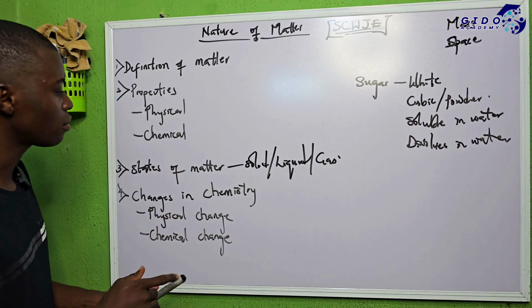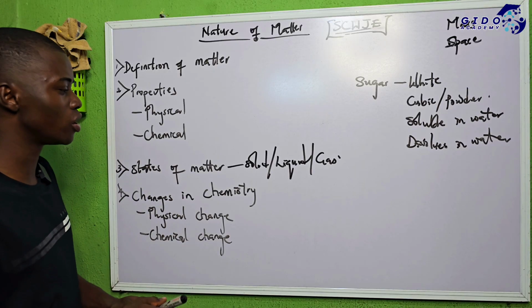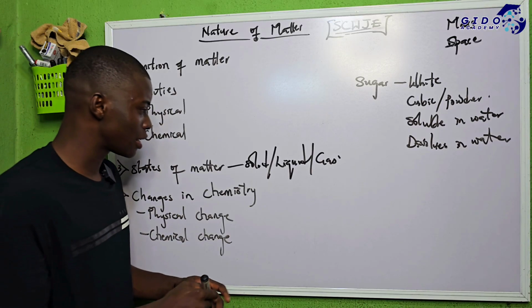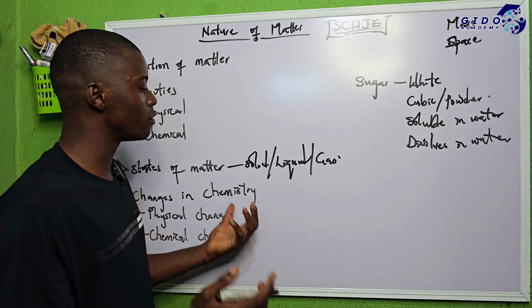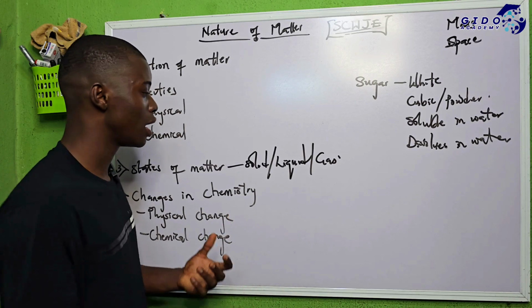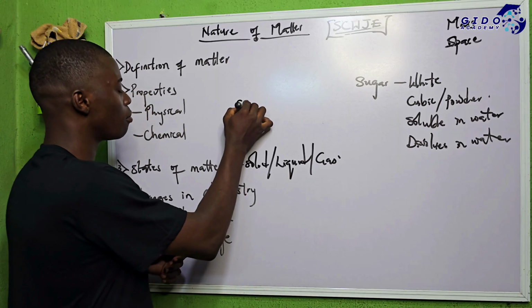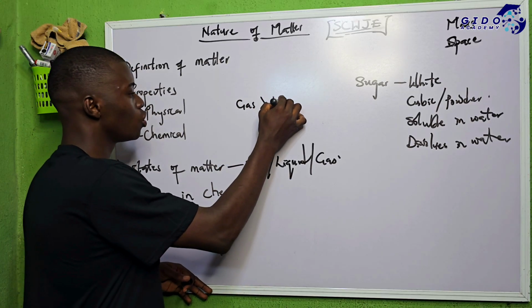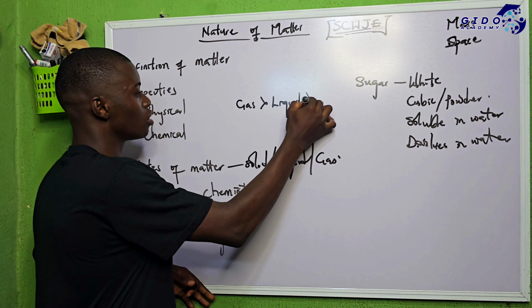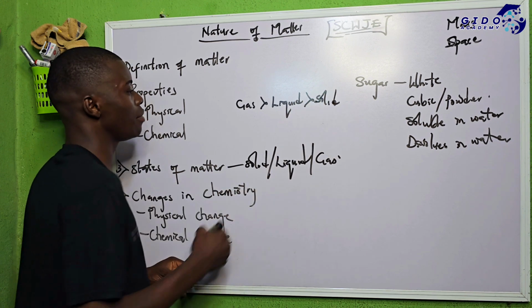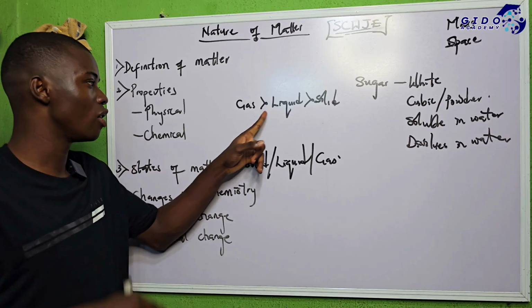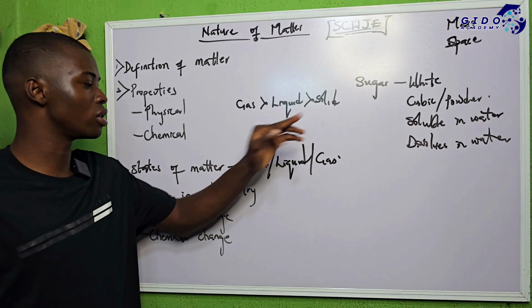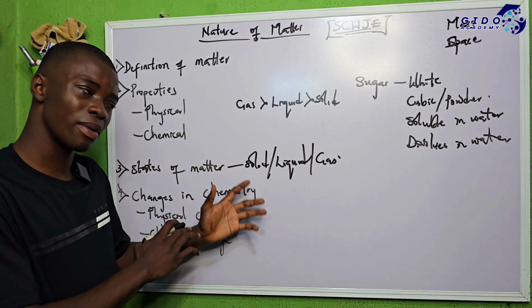But there is something I want you to take note of. There is that which we call entropy, which is the degree of disorderliness or randomness of a system, and it increases from solid to liquid, then finally to gas. I mean, the degree of disorderliness of gas is the highest, followed by liquid, then the solid. But that's just by the side.